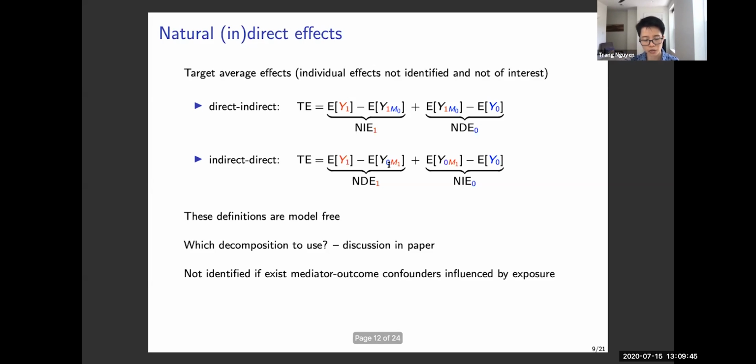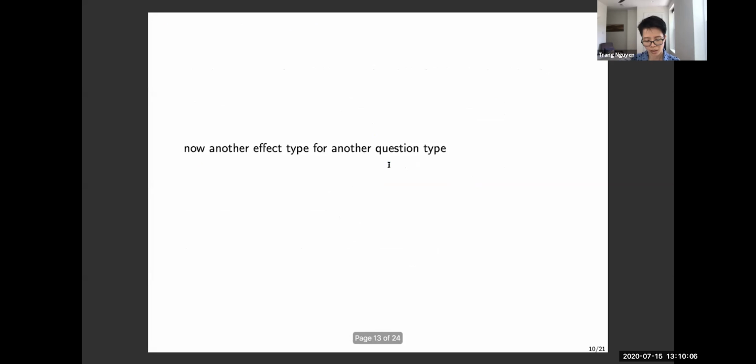We also want to note that the natural direct and indirect effects are not identified if there are intermediate confounders, that is, confounders of the mediator outcome relationship that are influenced by the exposure. This is not a problem for effects of the next type. So let's now switch to that other effect type.